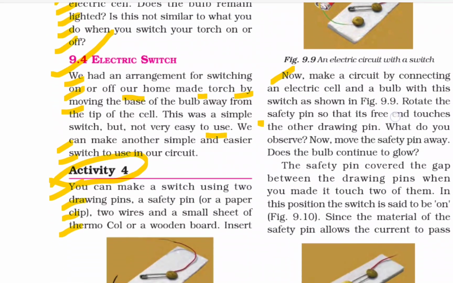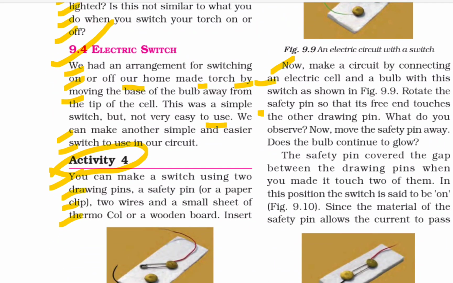Now make a circuit by connecting an electric cell and the bulb with this switch as shown in figure 9.9. Rotate the safety pin so that its free end touches the other drawing pin. What do you observe? Now move the safety pin away.